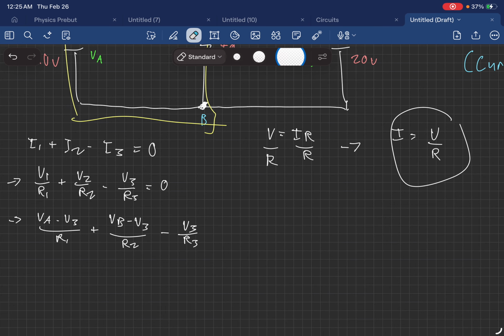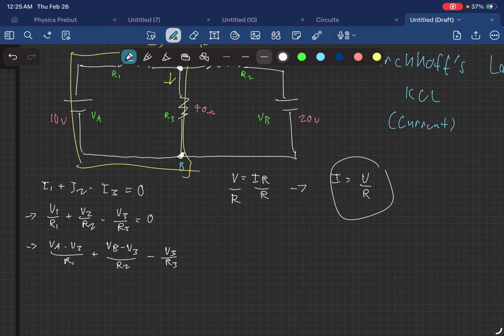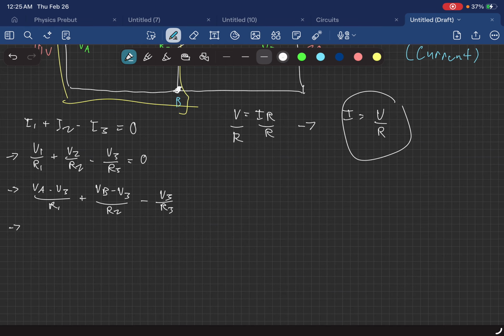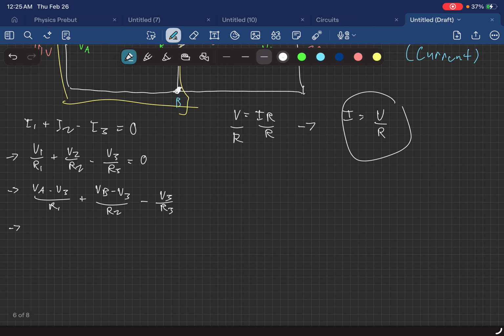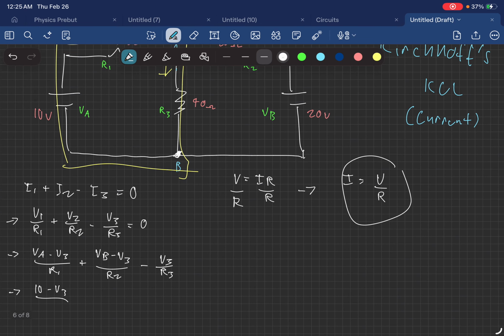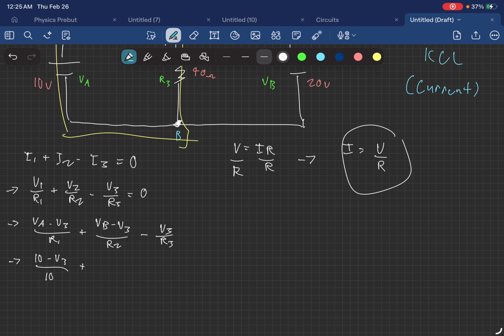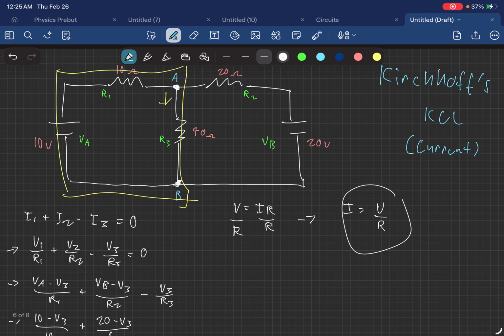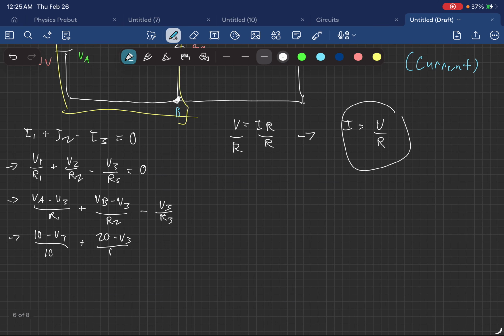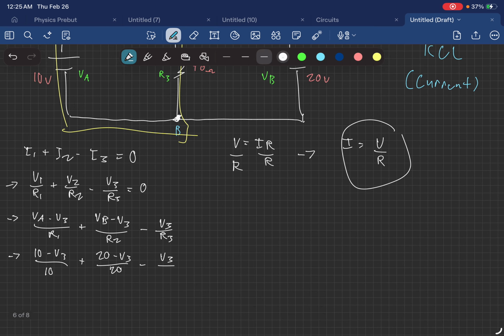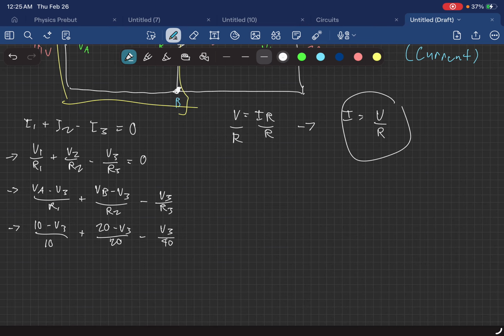Okay, from here, we substitute in our given. Our VA is 10 volts. Our R1 is 10 as well. Plus VB is 20 minus V3 over, oh wait, what's our R2? Our R2 is 20 as well. Hold on. Okay, 20 minus V3 over R3, which is 40, is equal to 0.